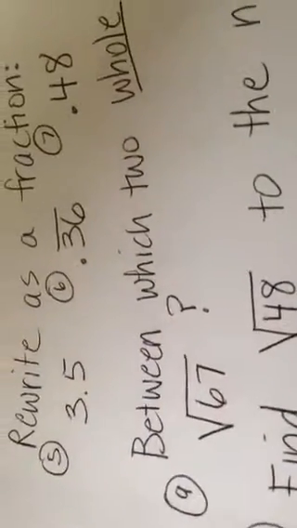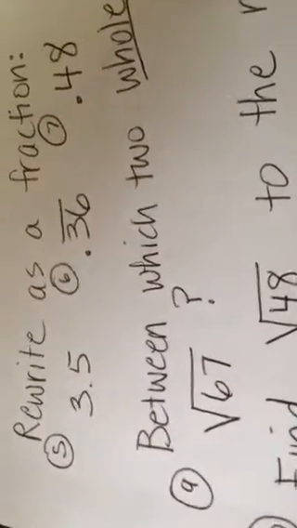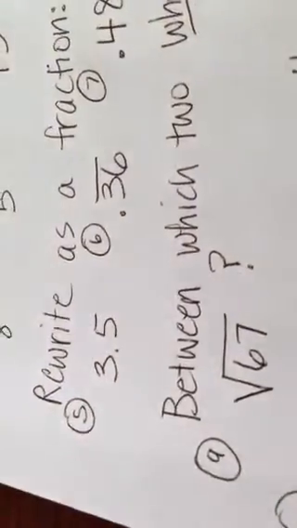Okay, number 9. Between which two whole numbers is the square root of 67? Go ahead and pause it. And the answer is, okay, think about the square root of 67. 67 is not a perfect square. So we're going to look for a perfect square just greater than 67 and just less than 67.